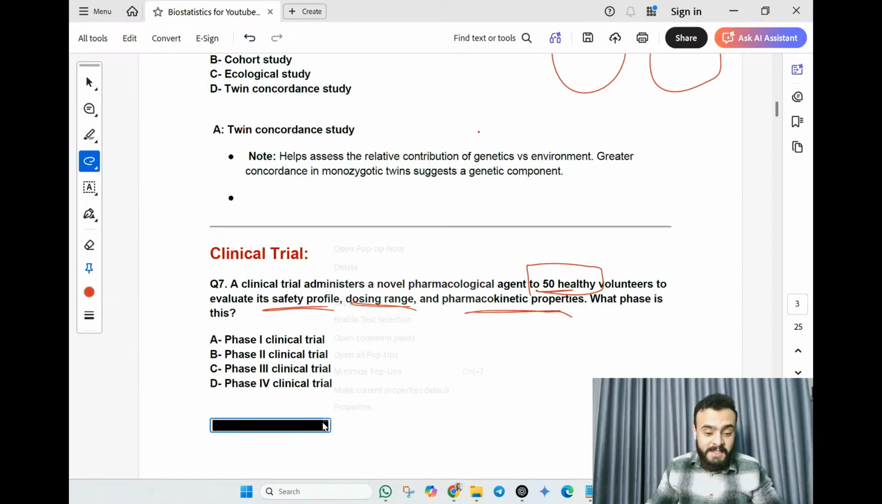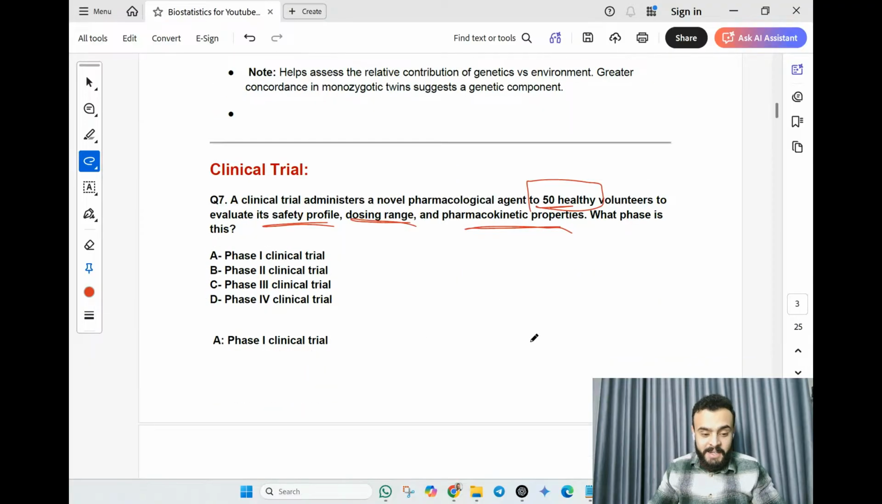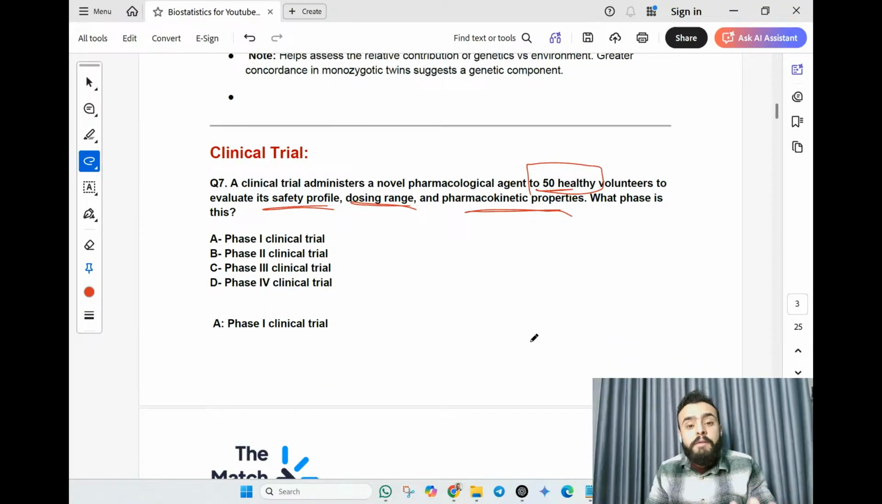5 seconds to answer. Exactly, guys. Phase 1 clinical trial. Guys, we have 5 phases of clinical trials, starting with phase 0. Phase 0, I'm in the lab, guys. My idea worked in the lab, over the lab animals, the rats, the rabbits, the pigs.